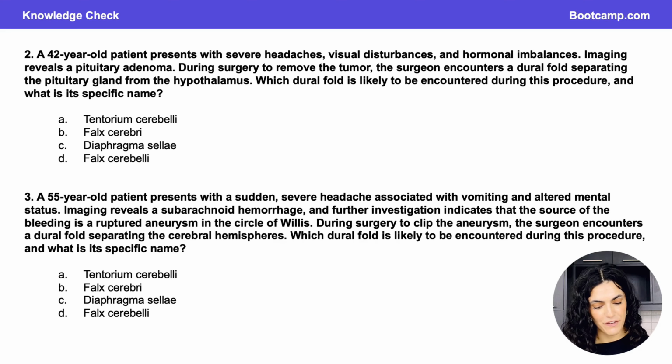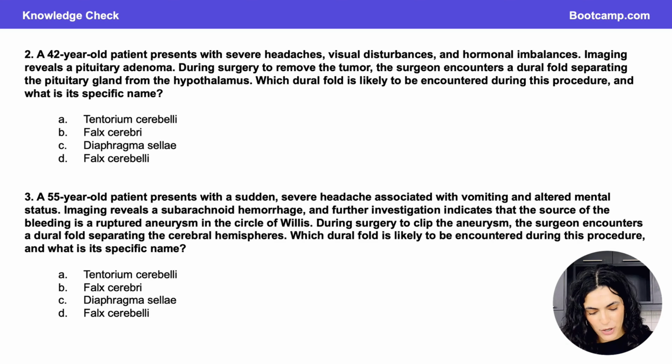And then next, we have a 55-year-old patient who presents with a sudden severe headache associated with vomiting and altered mental status. Imaging reveals a subarachnoid hemorrhage, and further investigation indicates that the source of the bleeding is a ruptured aneurysm in the circle of Willis. During surgery to clip the aneurysm, the surgeon encounters a dural fold separating the cerebral hemispheres. Which dural fold is likely to be encountered during this procedure, and what is its specific name? So pause the video, come on back when you're ready.